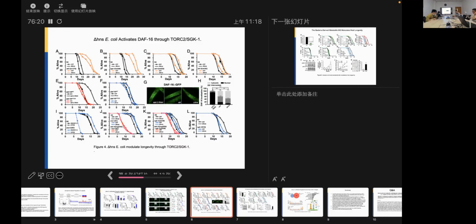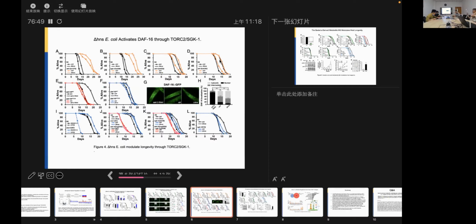So you see that both in the wild type DAF16 and the mutant non-activatable DAF16, you have the extension of the lifespan by the HNS mutant. This means that there is another pathway through which it acts. But it didn't claim which pathway, right? We know it from figure 3 already.